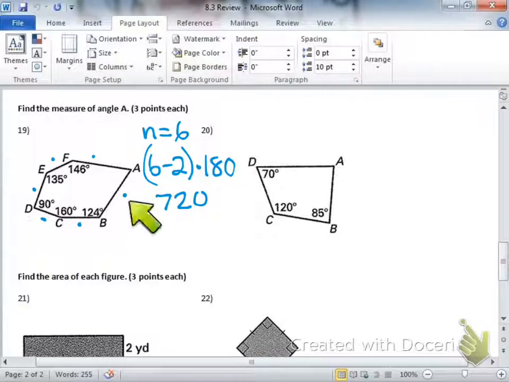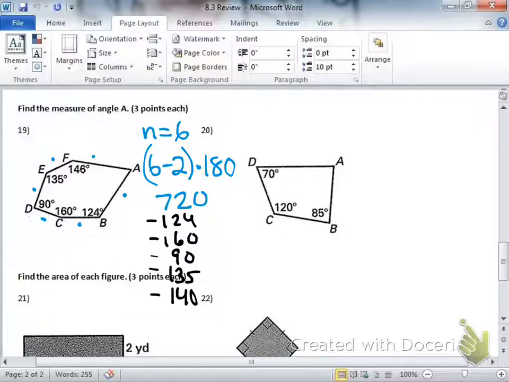So all together, all of these angles are going to add up to 720 degrees. I need to subtract the 5 angles that I know, and that will leave me with the 1 angle that I do not know. I do believe you get 65 on this one.